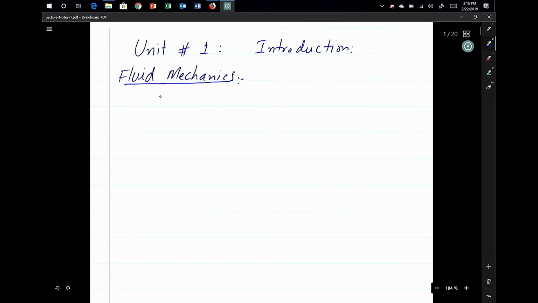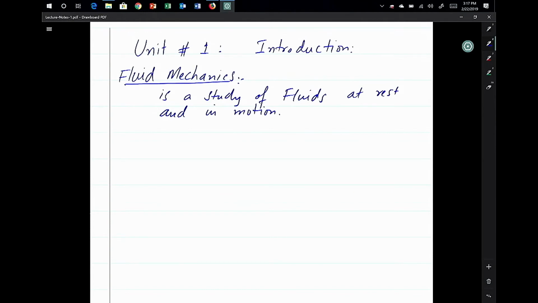We say, well, fluid mechanics is a study of fluids at rest and in motion. So the first half of this course will be, we are going to look at fluids at rest, and then hopefully the next part of it will be all fluids moving in motion, and we will see what physical laws govern those motion. So the key now is, what is fluid?